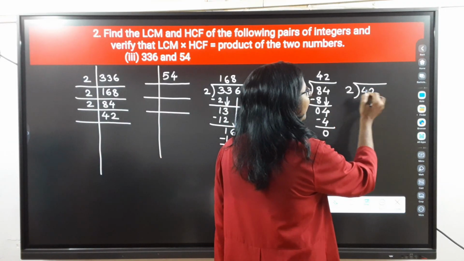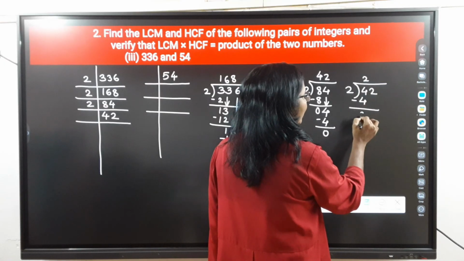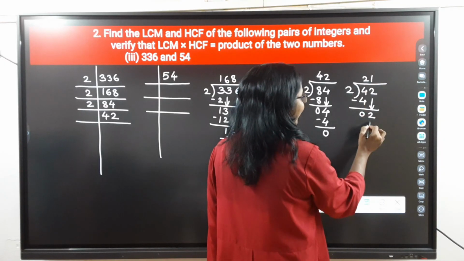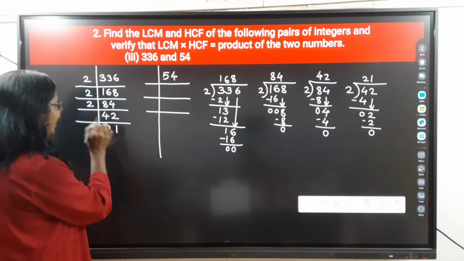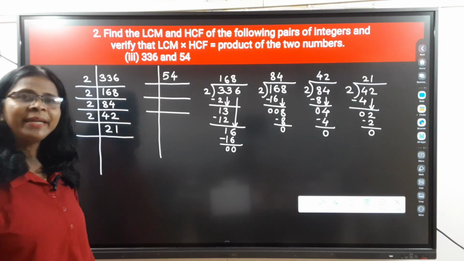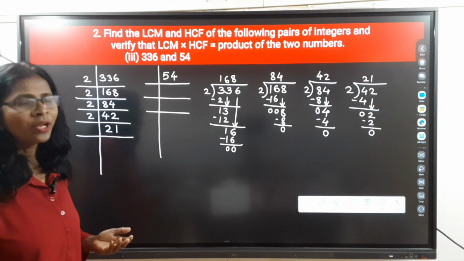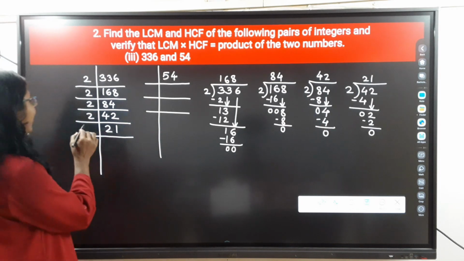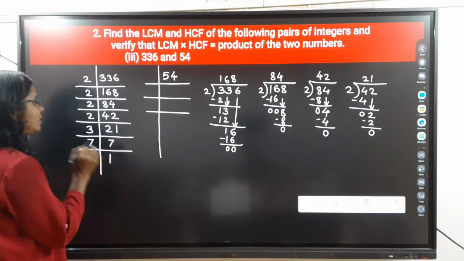So 42 divided by 2, that means 2 2s are 4, then 0, and 2 ones are 2. Okay students, so I write 21 here and 2. So now 21 is not divisible by 2, it is divisible by 3, okay, because it is in the table of 3. So 3 7s are 21, and 7 is a prime number. So I write 7 1s are 7.